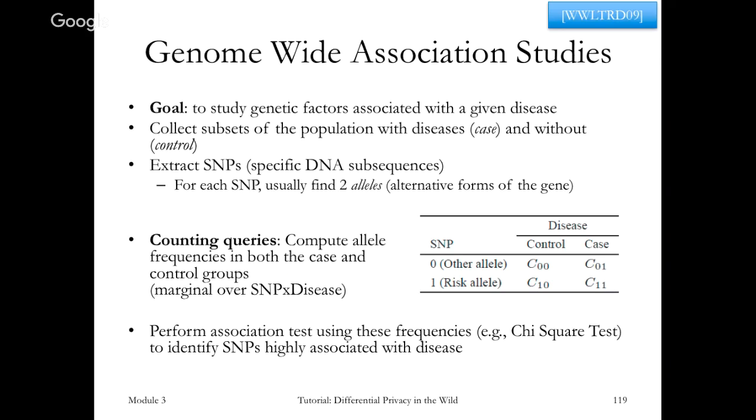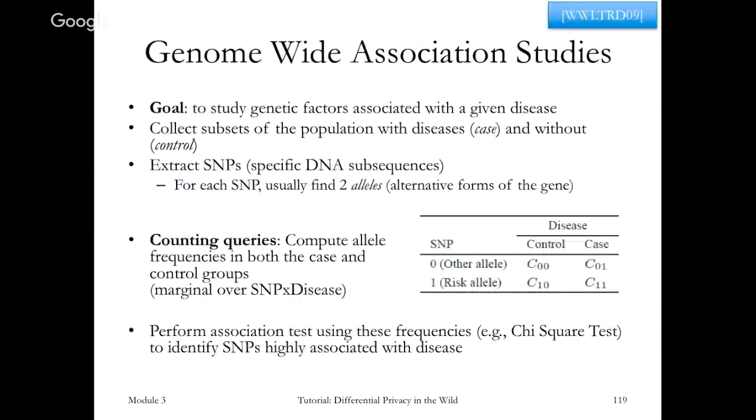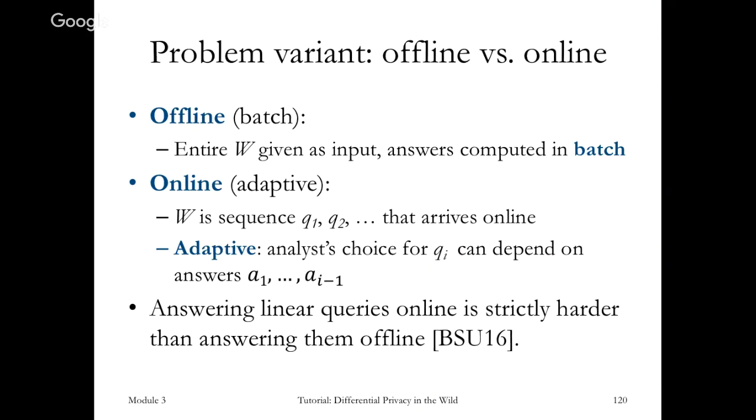And so you can compute these queries and then plug them into any kind of statistical analysis you want to do, like a chi-square test to find ones that are strongly associated. Okay, so those are three examples of applications. Now we can unpack that problem of answering queries a little bit and look at a few different variants.